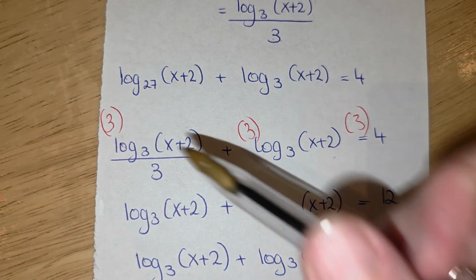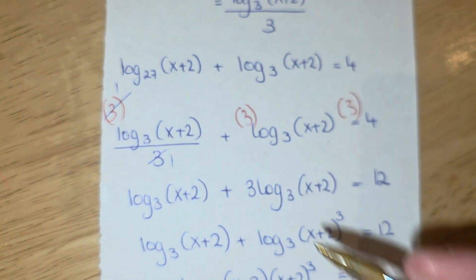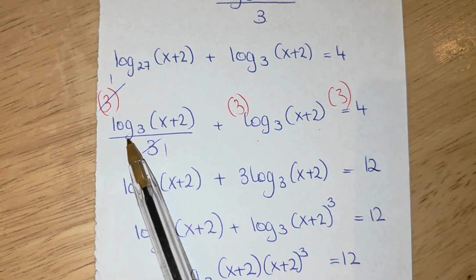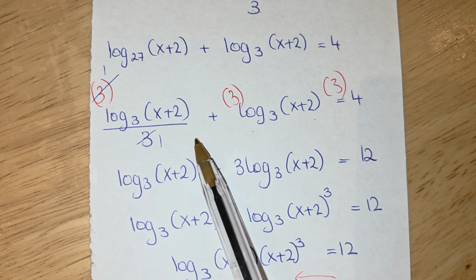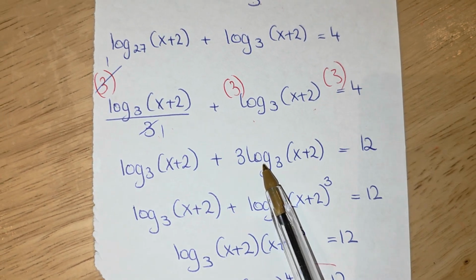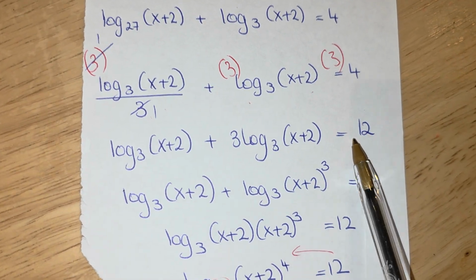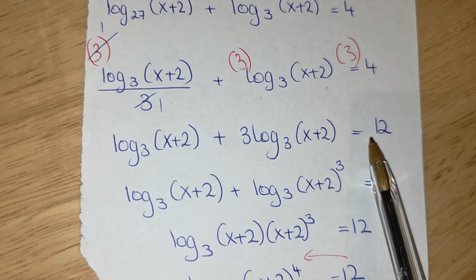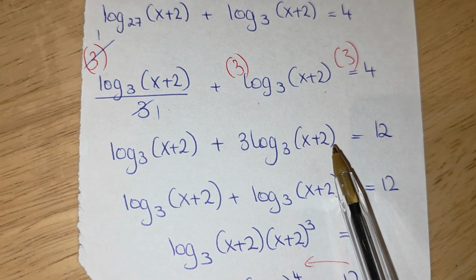Then simplify above and below where you can. 3 into 3 goes 1, so it's gone. So you're left with the log of that bracket base 3 plus 3 times the log of that bracket is equal to 3 fours or 12.